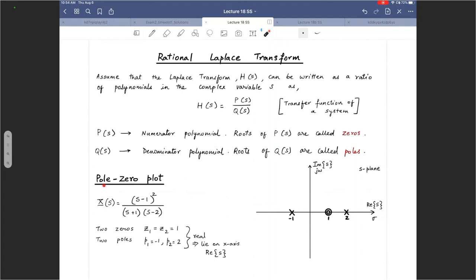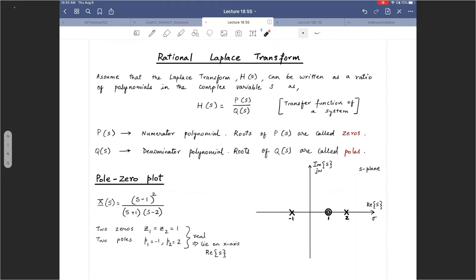So let's start with the pole zero plot. A pole zero plot is a plot of the s-plane where your x-axis is sigma, the real part of s, and the y-axis is j omega, j multiplied by the imaginary part of s. So things that are real go on the real axis, things that are purely imaginary go on the y-axis, and things that are complex can go anywhere in the first, second, third, fourth quadrant.